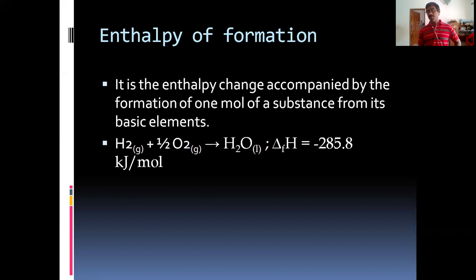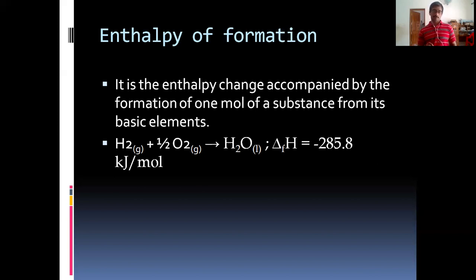In a similar way, we can find such a number of reactions and changes: enthalpy of phase transitions, enthalpy of allotropic transformations. As we already mentioned, enthalpy of neutralization, enthalpy of atomization, lattice enthalpy, bond enthalpy. Already we discussed such terms.